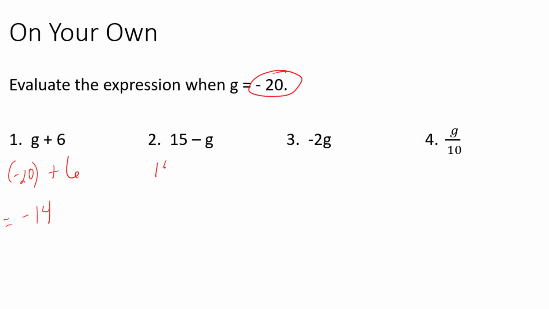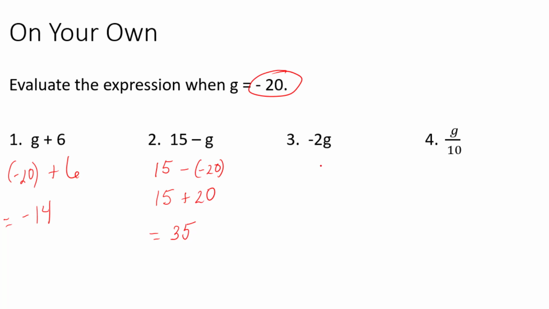15 minus g. I substitute the negative 20. And I write 15. And there's a minus, a negative is positive, so it will be 15 plus 20. That equals 35.